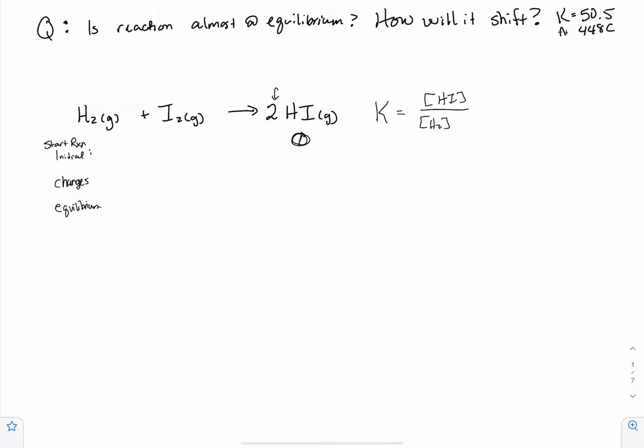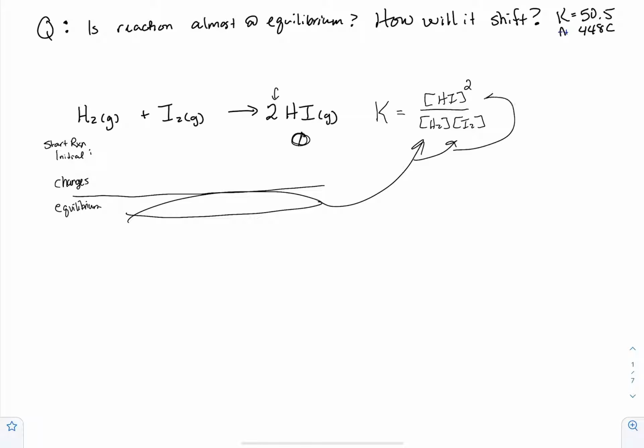HI, H2, I2. And then those are raised to their coefficients, that's a 2, and there's nothing else in here. So now when we get done here, whatever shows up in this section is what we're going to use to fill those pieces of information. So now we're going to fill out the ICE chart.